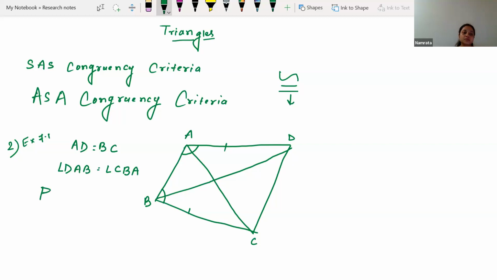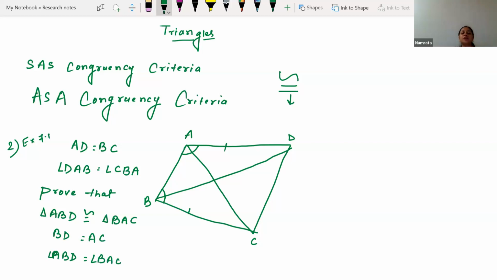Prove that triangle ABD is congruent with triangle BAC. We have to show that these two triangles are congruent with each other. These two triangles are exactly the same in shape and size. We also have to show that BD is equal to AC. And we also have to show that angle ABD is equal to angle BAC. Let's show it one by one.